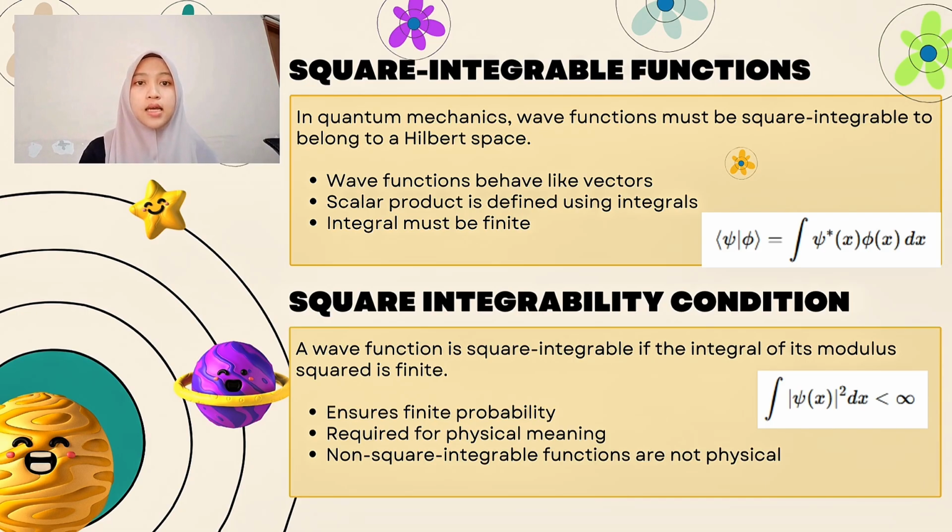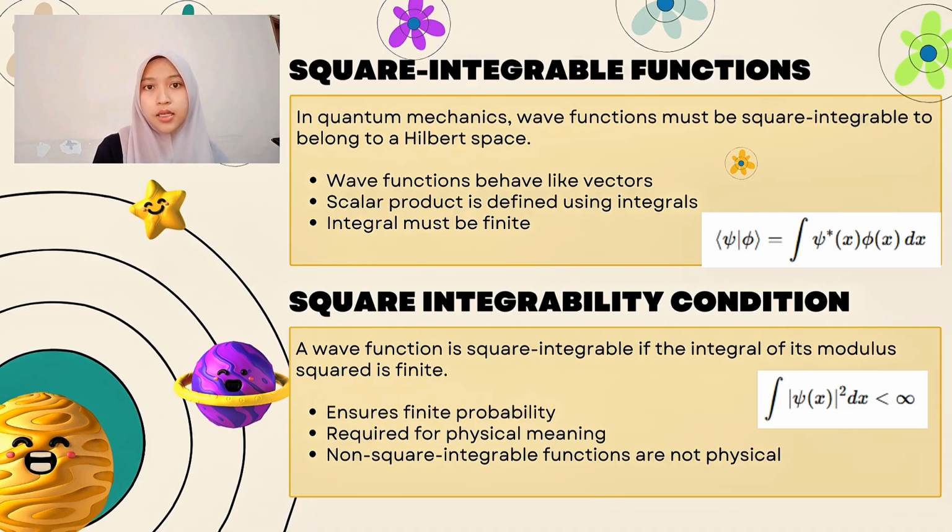We can define a scalar product between two wave functions using an integral. The scalar product of psi and phi equals the integral of psi star of x times phi of x dx. Here, the star represents the complex conjugate of the wave function. For the scalar product to exist, the value of the integral must be finite. This is why not all functions are allowed in quantum mechanics.